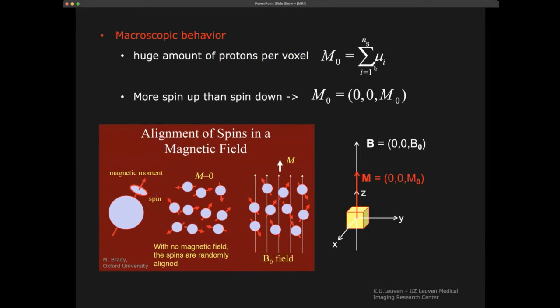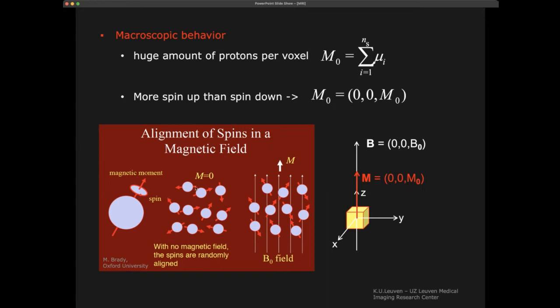So what we do is we work with bulk particles. In the end, when we do imaging, we image pixels, or because it's an inherently 3D technique, we're imaging voxels. We're looking at a piece of tissue, as I told you before, on the order of about 1 millimeter, so a millimeter is about the resolution. A cube of tissue of 1 millimeter on all sides contains an enormous amount of protons. That means that in the end, we have to look at the bulk behavior.